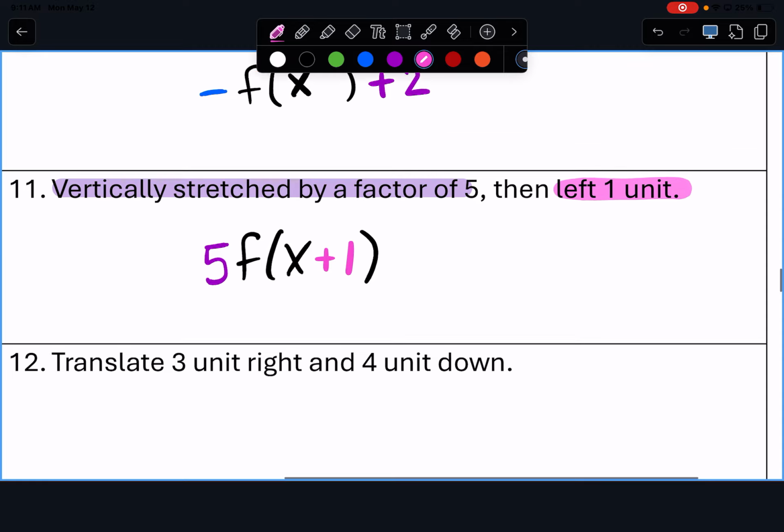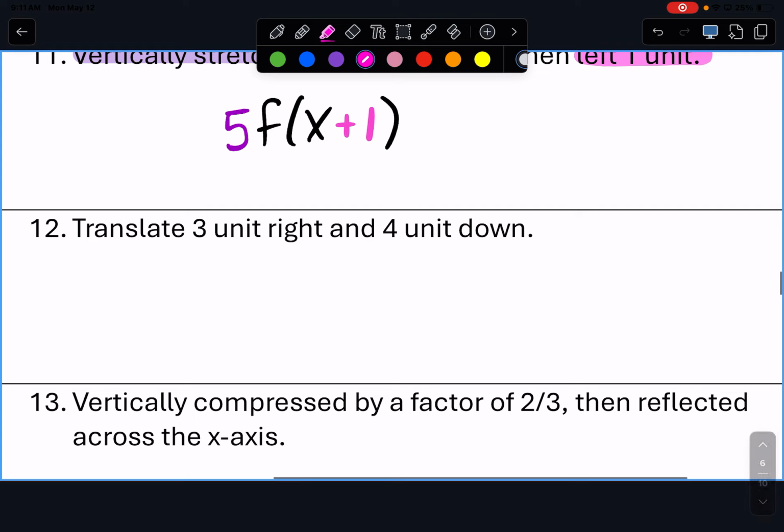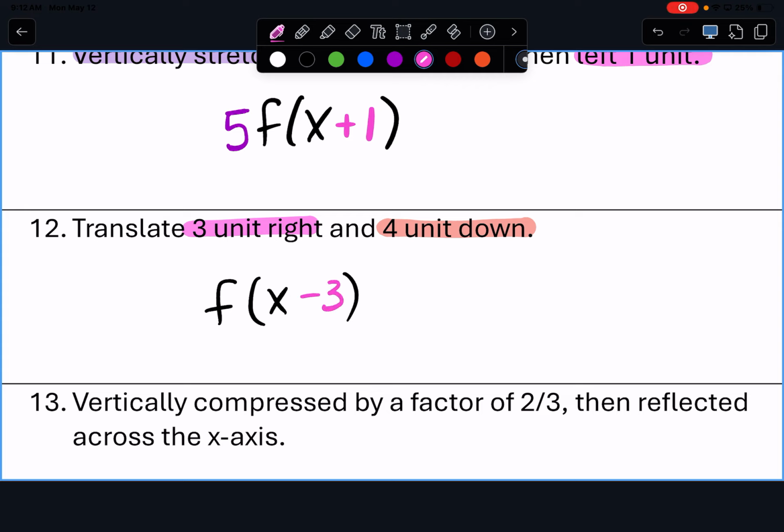Okay, for number 12, we have to translate 3 units right and 4 units down. So we're going to have 2 transformations happening. What needs to go inside? Minus 3. What needs to go outside? Minus 4.